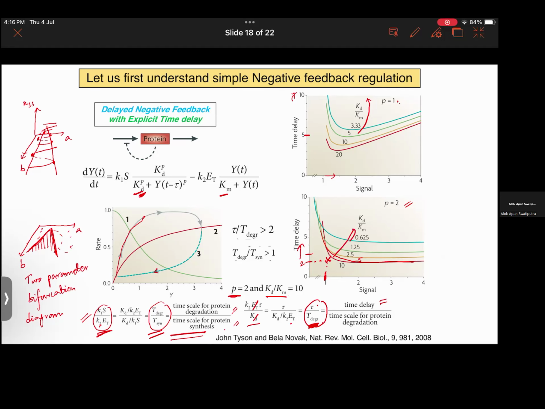So the bottom line is this: to have oscillations in a system, either you have to put sufficient non-linearity or you need to put sufficient time delay. And how do you know what is sufficient? You draw a two parameter bifurcation diagram.